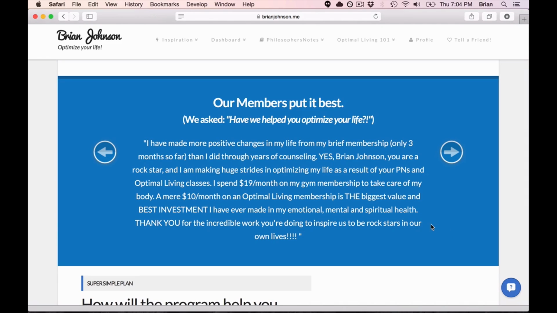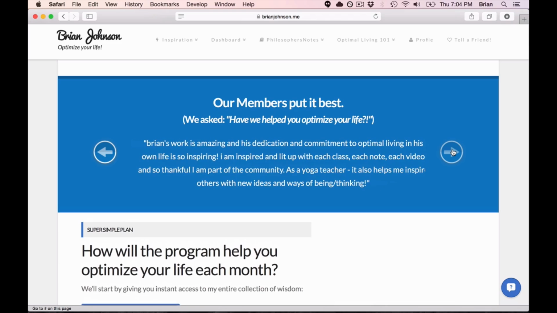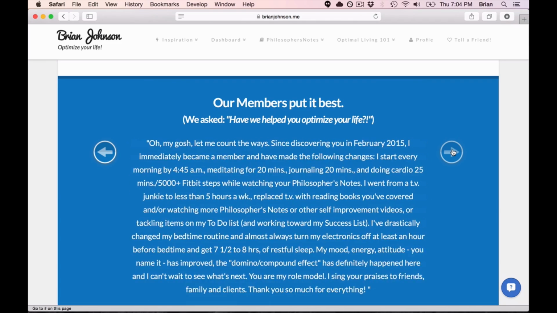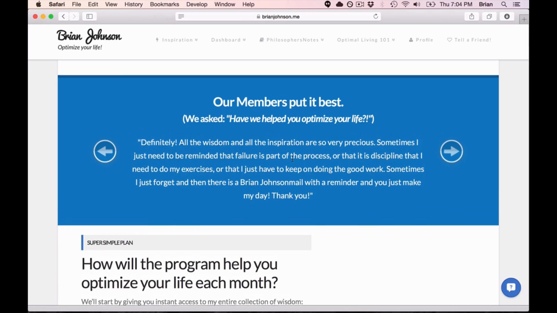I spend $19 a month on my gym membership to take care of my body. A mere $10 a month on an Optimal Living membership is the biggest value and best investment I've ever made in my emotional, mental, and spiritual health. Thank you for the incredible work you're doing to inspire us to be rock stars in our own lives. Unbelievably inspiring and humbling. In 24 hours, we received hundreds of extraordinary notes from members around the world.